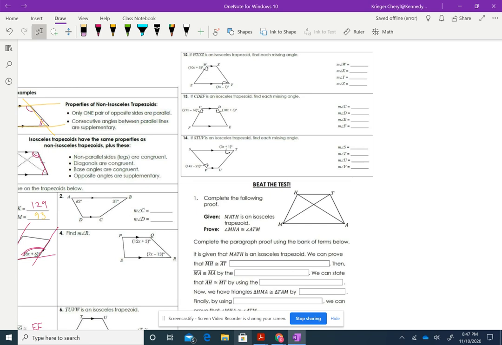Number 12. WXYZ is an isosceles trapezoid. Find each missing angle. Okay, so we know that W and Y are supplementary. So I'm going to say that 10x plus 5 plus 6x minus 1 equals 180. 16x plus 4 equals 180. 16x equals 176. X equals, okay, I need to get my calculator.